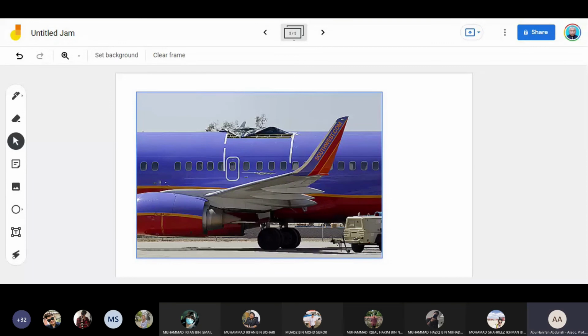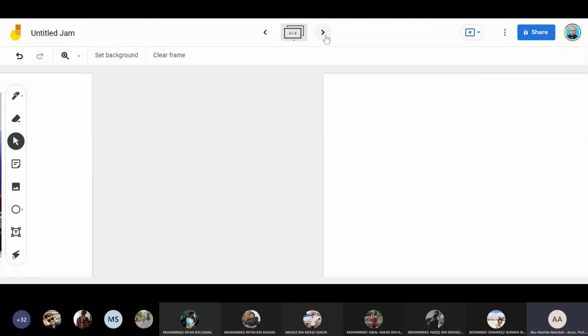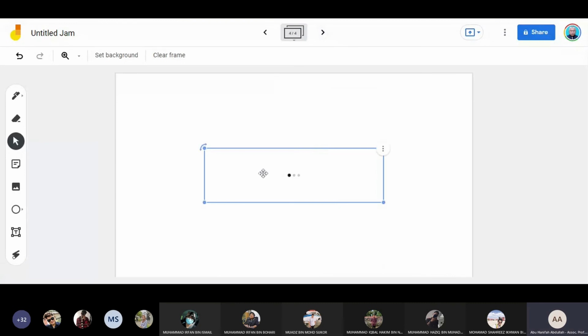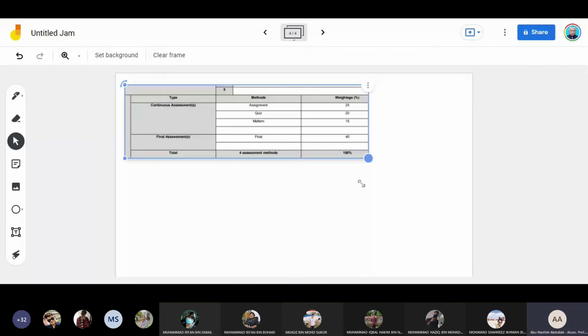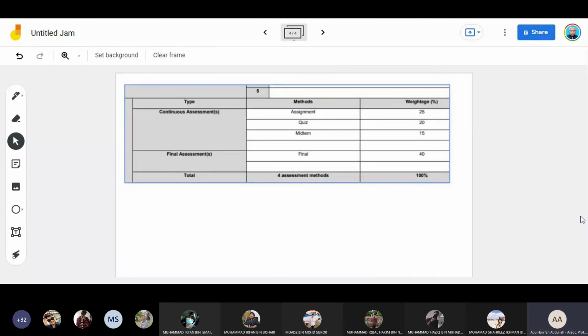Breakdown, obviously, like everything else, it will be 100%. Assignment 25%, quizzes 20%, midterm 15%, final 40%. So midterm and final will be scheduled, even though online. In the past it was online. I don't know about this semester. We're not sure yet. However, if we follow the past assessment, we do everything online.